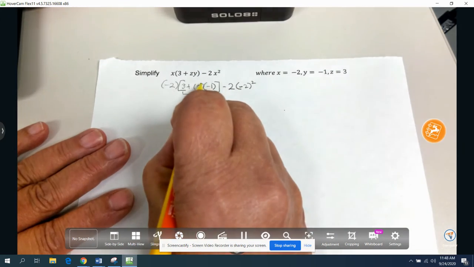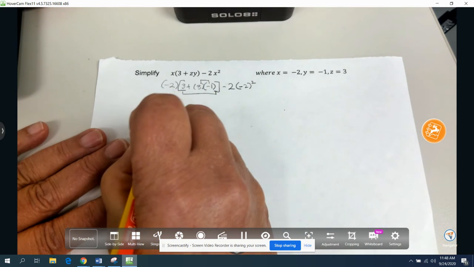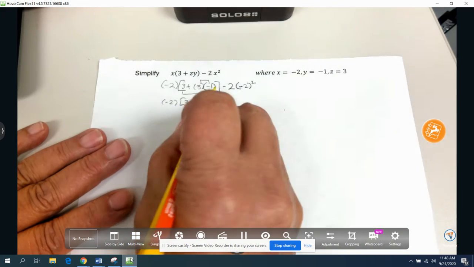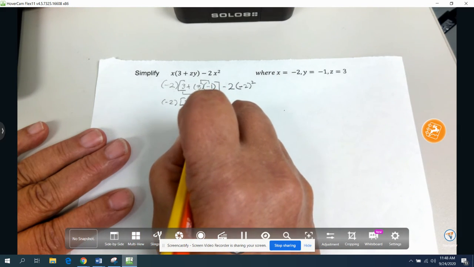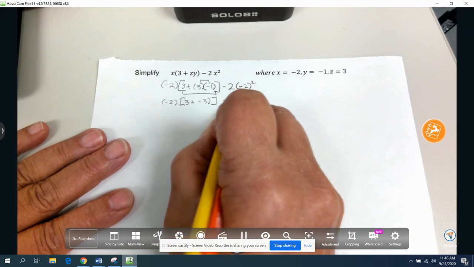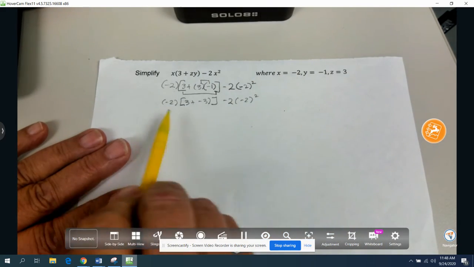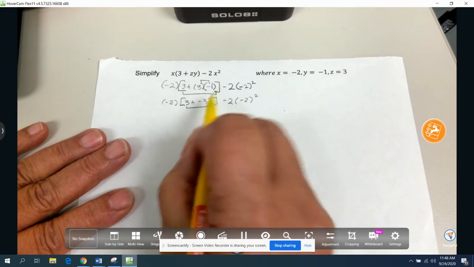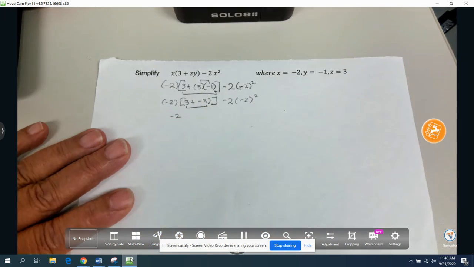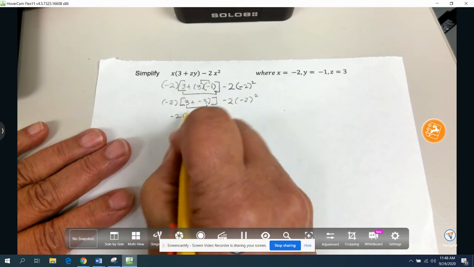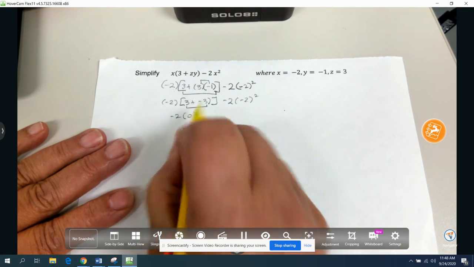So the first thing I'm going to do is take 3 times -1. So I'm going to bring down -2 again, and then my bracket 3, and 3 times -1 is -3, -2, and then -2 squared. Okay, I've got to stay inside my grouping symbol right here. So I got -2. I'm going to take the brackets off of that because now I'm going to change this into parentheses. 3 plus -3 is 0.